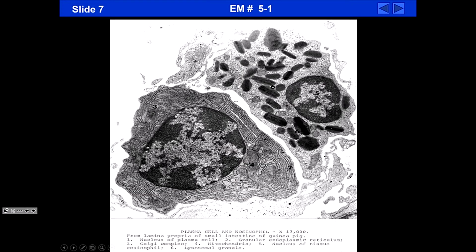Okay, so here we have in comparison a plasma cell next to an eosinophil. The plasma cell again has an abundance of rough endoplasmic reticulum. The eosinophil we should be able to recognize because it has these specific granules that contain this stripe, the internum as opposed to the externum of the stripe. Any questions?